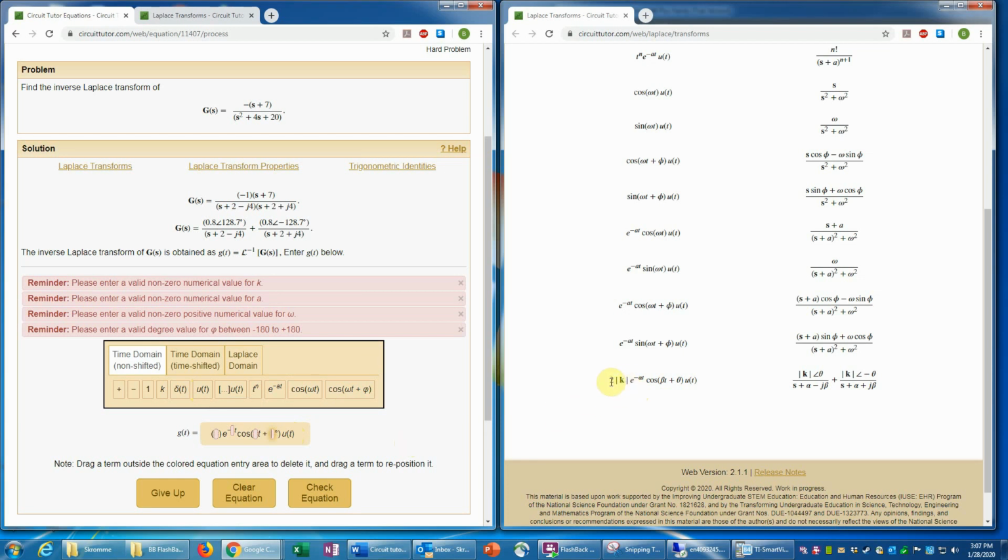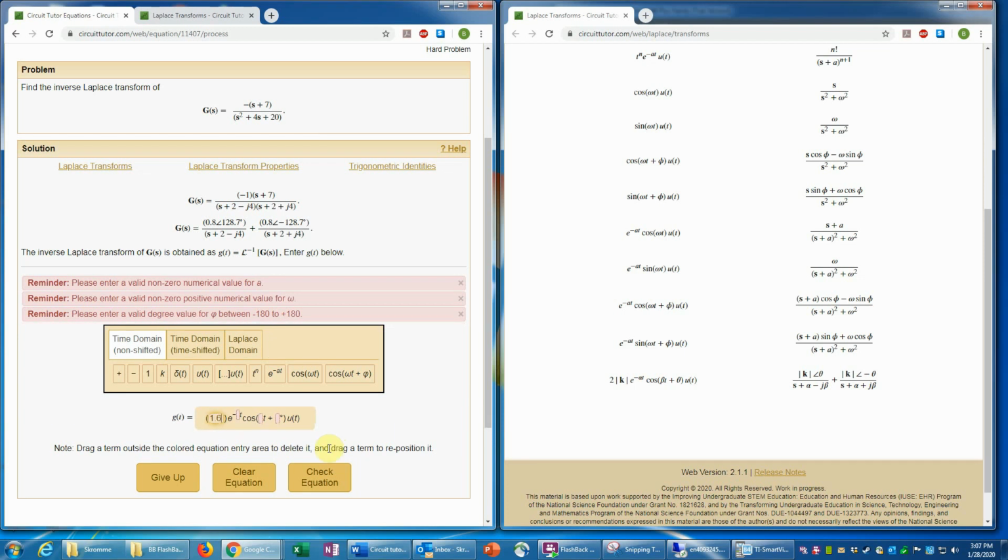So now to evaluate the prefactor, I need twice the magnitude of k. So you see our magnitude of k is 0.8, so twice that would just be 1.6. I mean, you can use a calculator if necessary, but I don't need that here. Then the e value, it's e to the minus alpha t here. So I look for the thing that was added to the s, and that's the 2, the real number. So that's going to be e to the negative 2t.